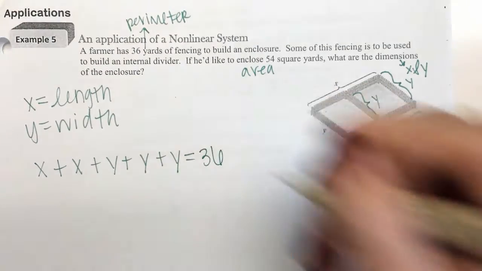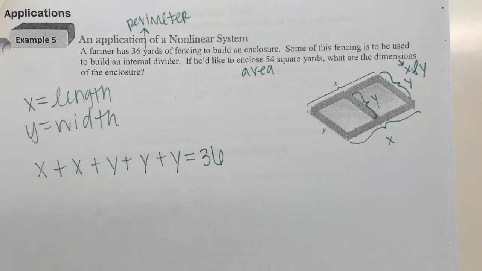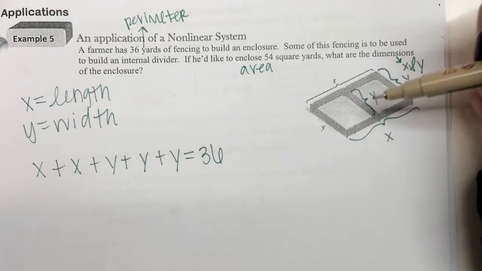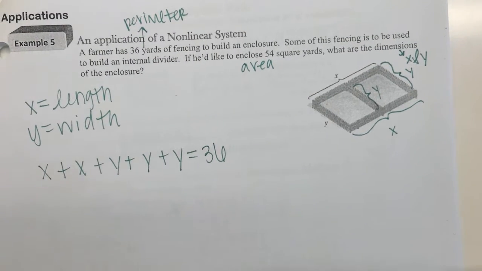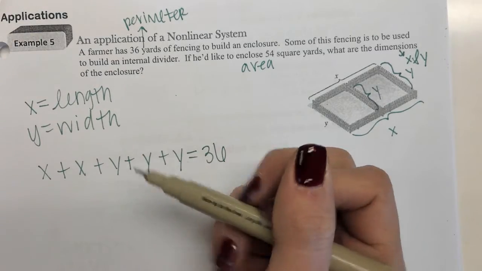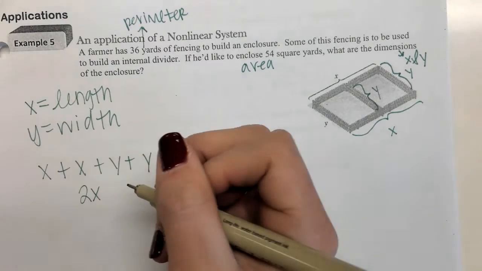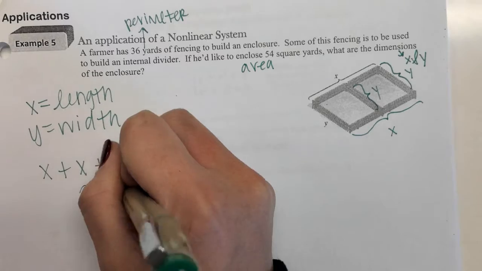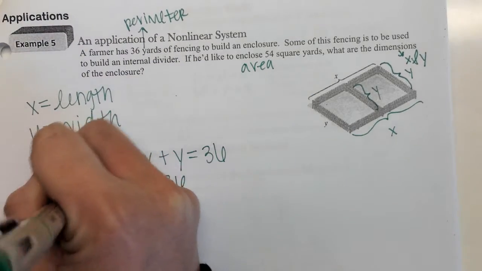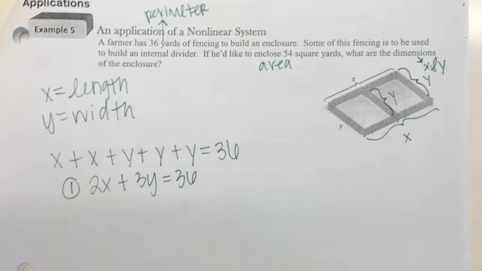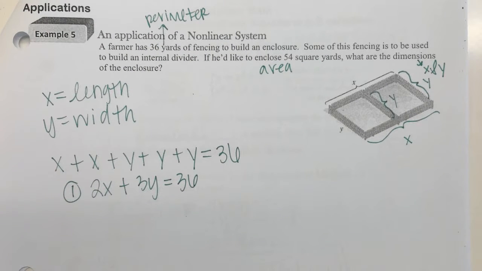36. That's the perimeter. We can clean that up though. Will the third y count if this is an internal divider? Yes. We still have to put a fence right here. Wait. It's not x squared. X plus x is what? 2x. Plus what? 3y. Equals? 36. Alright, there's our first equation. Does everybody understand how we got that? Sort of. Yep, I got it.